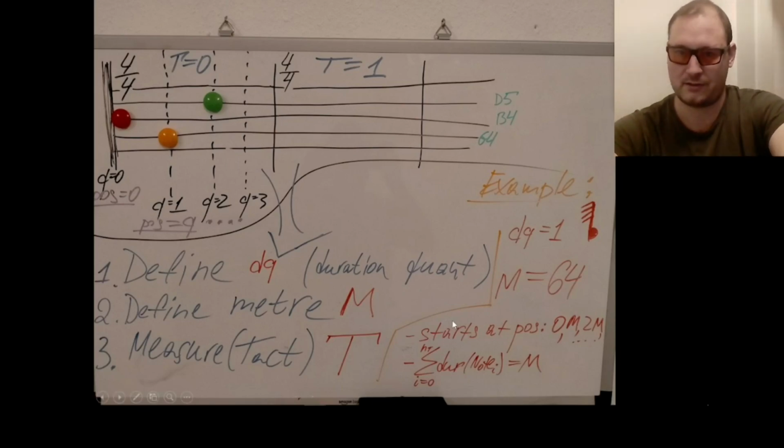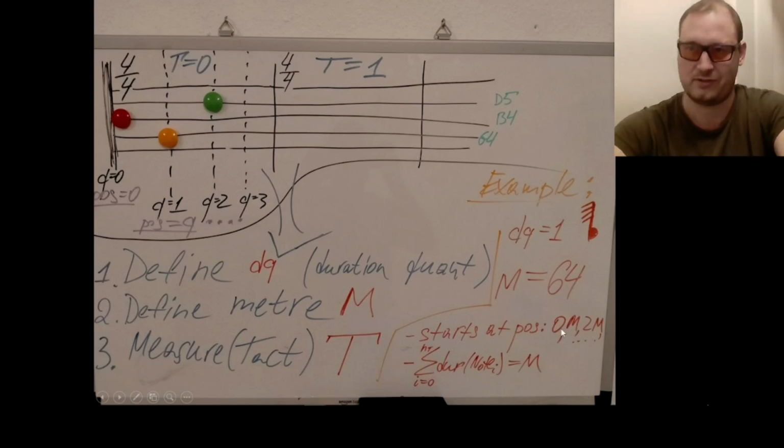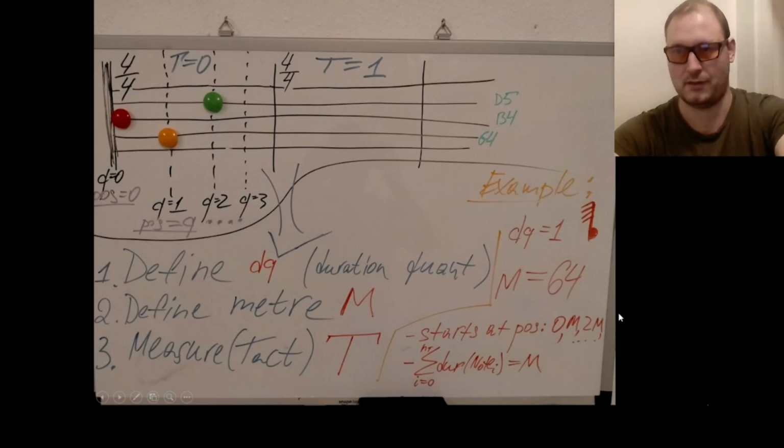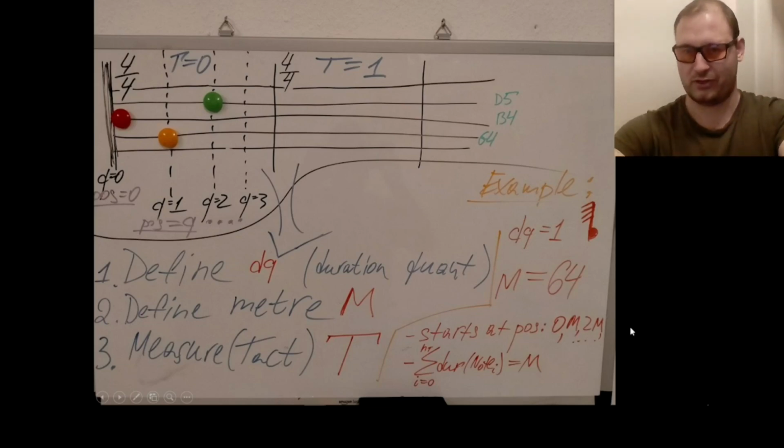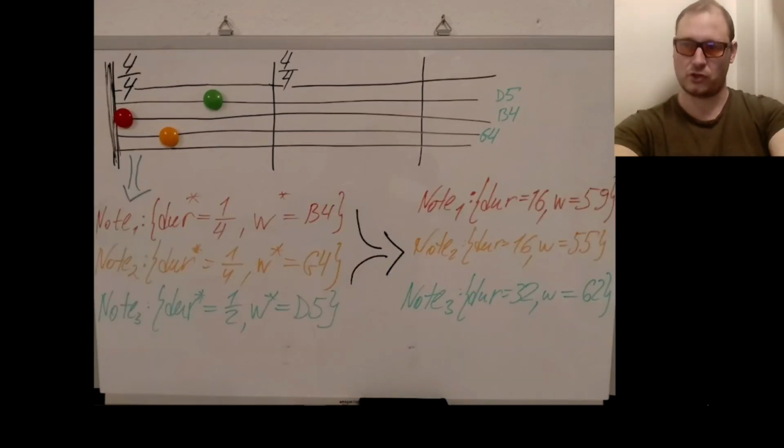And then a tact is a collection of the notes which start at positions like 0, 64, 128, or other numbers of this meter length. And the sum of the durations of all the notes in the measure equals the meter. That's obvious. Let's now show the representation here.